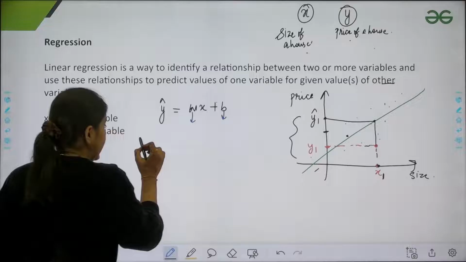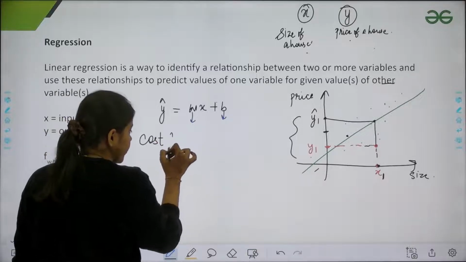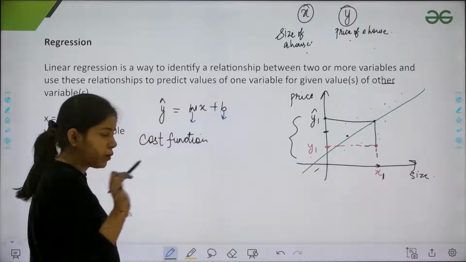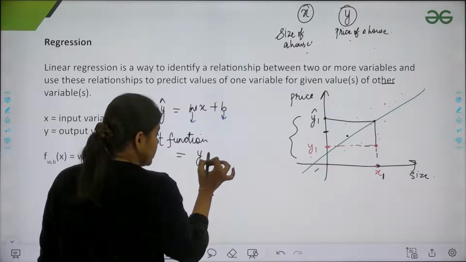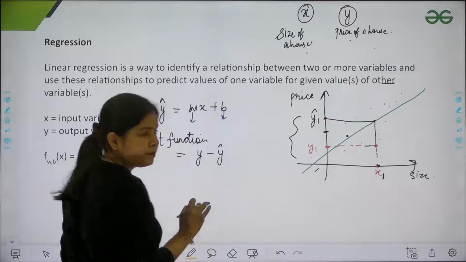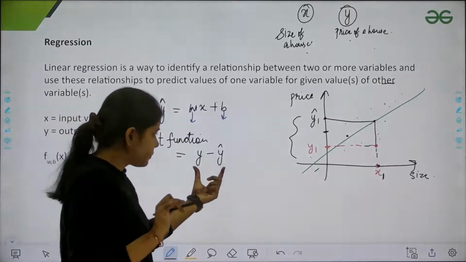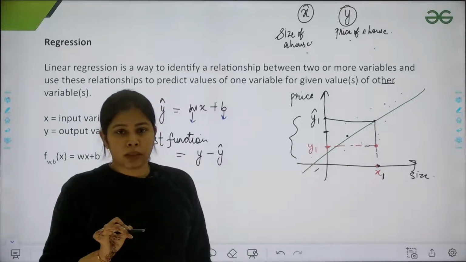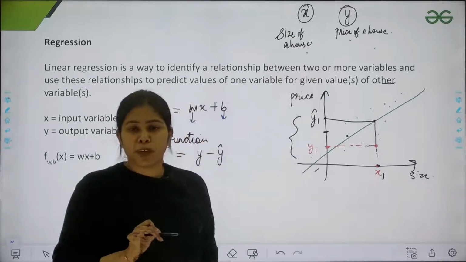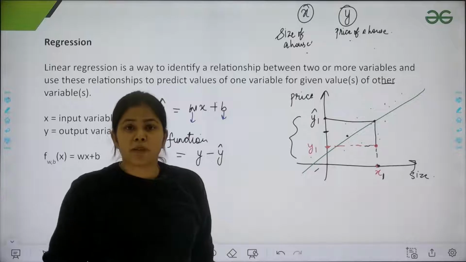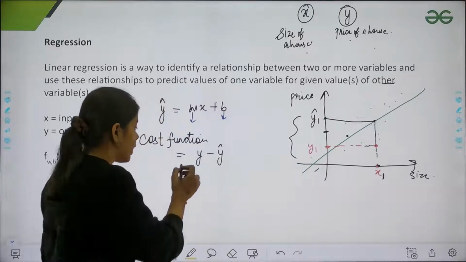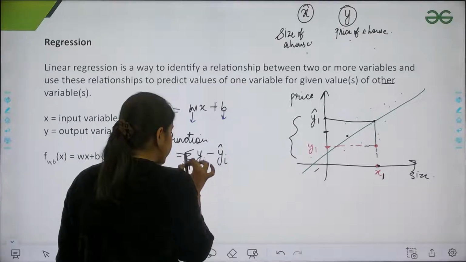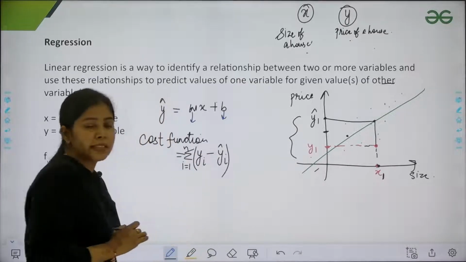So what would I do? I'll define one cost function here, or I can say loss function, right? It's up to you. Cost function or loss function, it is y minus y cap, and it is for all of the points. Let's suppose we have n number of points in my data set, so I have to minimize this error for each of the points. So can I write yi minus yi cap, summation i varying from 1 to n? So I have to minimize this error.